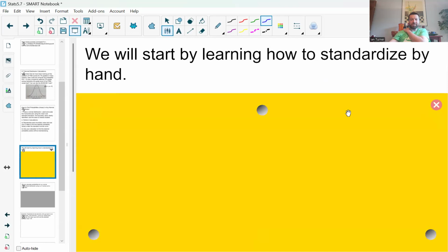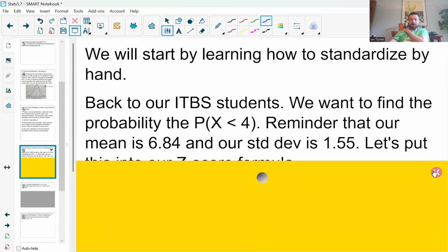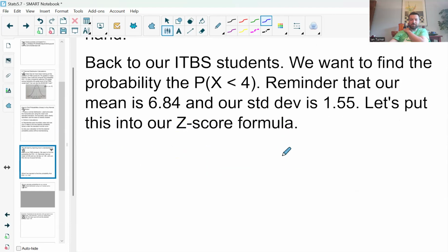So we're going to go ahead and standardize by hand. We're going back to our ITBS students. We want to find the probability that x is less than 4. Again, let's give it a little draw. That's terrible. It's absolutely terrible. Let's get a little steeper because it was kind of a steeper one. Oh yeah, now we're talking. And then we had 6.84. Look at that straight little dotted line. We're really doing well here today, folks. So 6.84 is right down the mean.